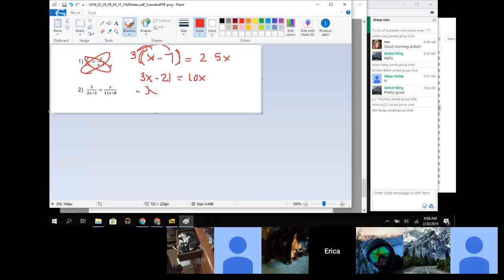We'd subtract 3x from both sides. So this is where you get to bust out all of your algebra skills, right? Negative 21 equals 7x, or x equals negative 3.